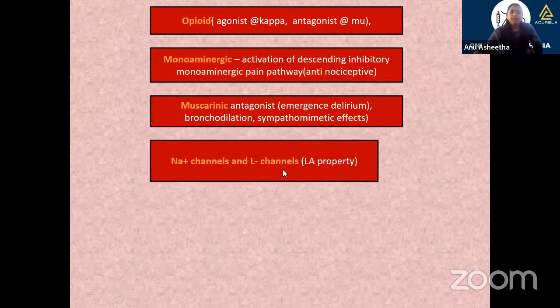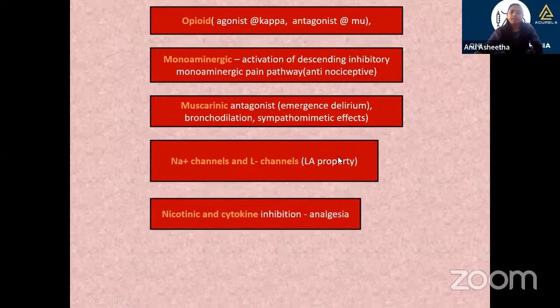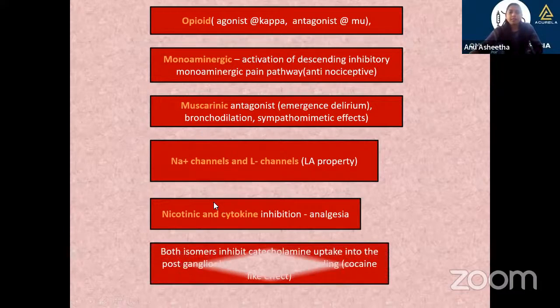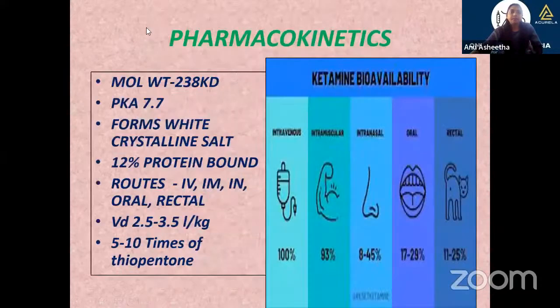Next, it inhibits sodium channels and L-type calcium channels, which mainly causes the local anesthetic property also. Ketamine has a local anesthetic property, hence used as an adjuvant in epidural or caudal. Sometimes in spinal also it finds its place. This is mainly due to this mechanism. They inhibit nicotinic and cytokine receptors, hence analgesia. They also inhibit catecholamine reuptake in the presynaptic and postsynaptic nerve endings.